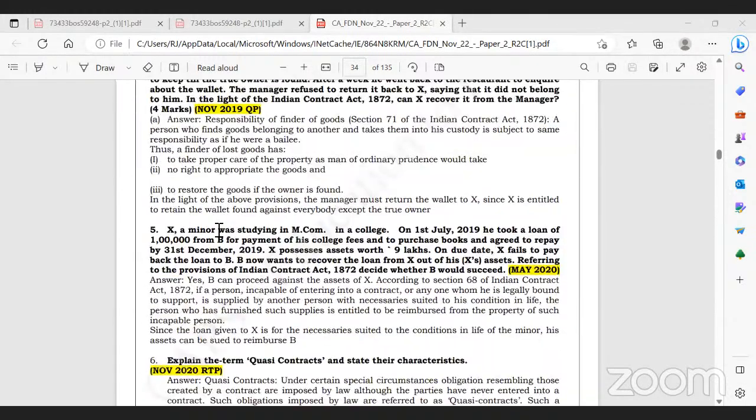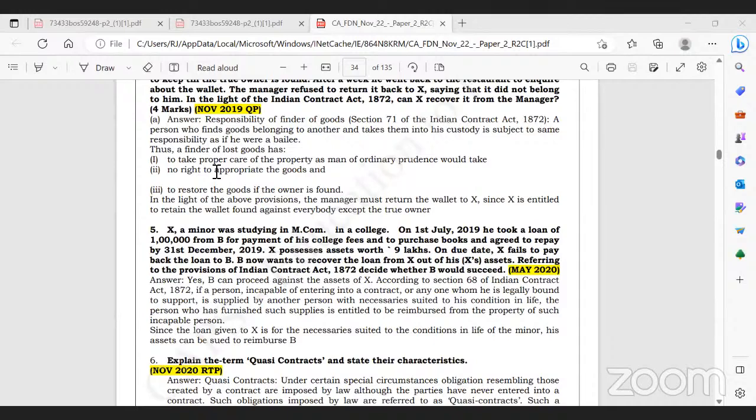We had done this case. I forget the name of the case, but it was there. It's there in your study material also. Understand? Next, go. Move. X, a minor, was studying in MCOM in a college. On 1st July 2019, he took a loan of 1 lakh from B for payment of his college fees and to purchase books and agreed to repay by 31st December 2019.